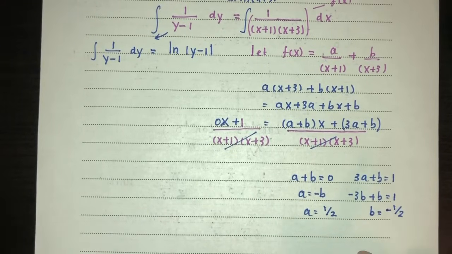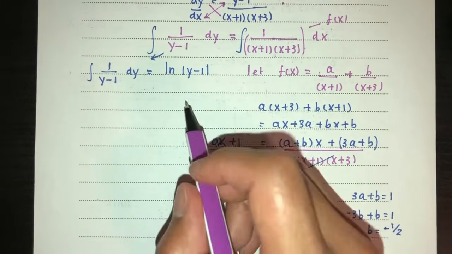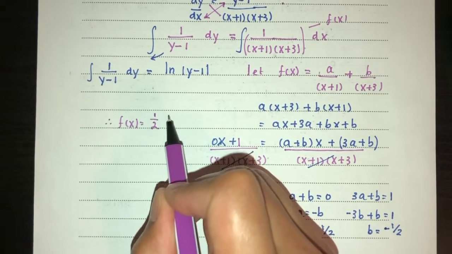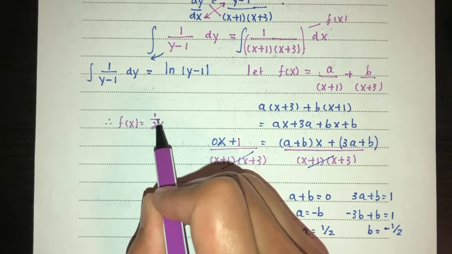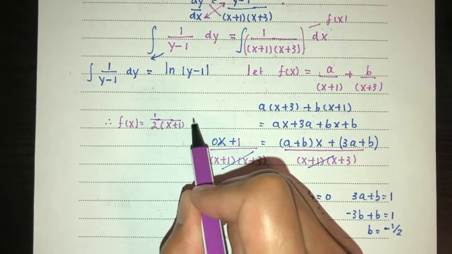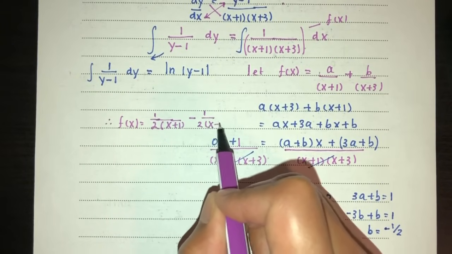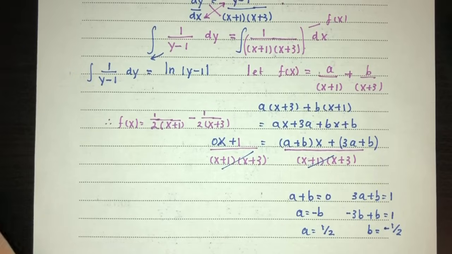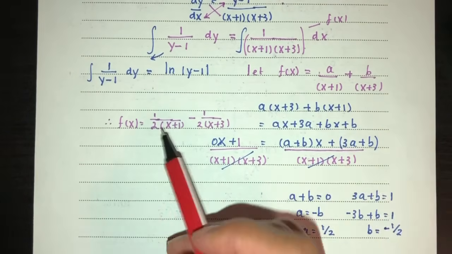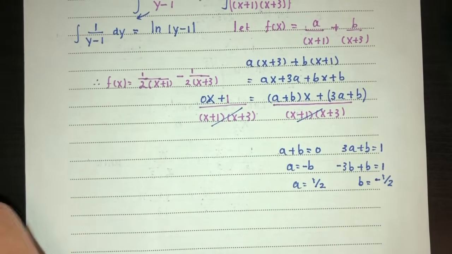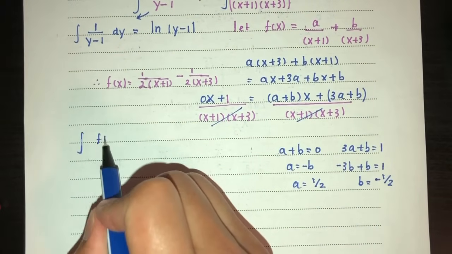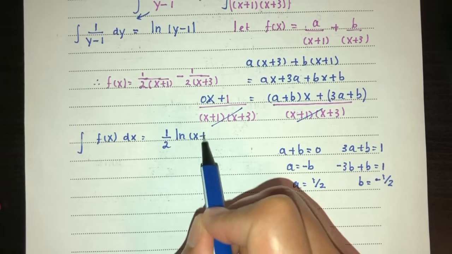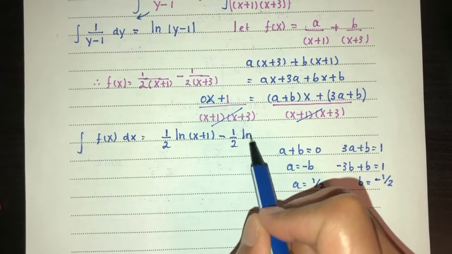Now you bring all this back to this part, which is f of x. So let's write this down here. F of x is equal to a, which is half, of this one, 1 over 2 times x plus 1, minus 1 over 2 times x plus 3. So we have to replace this back here to solve this integration. Whenever you see something like this, you have to break this down into two parts to solve the integration. So let's solve this one now. Integration of f of x dx is equal to half of ln x plus 1 minus half of ln x plus 3.